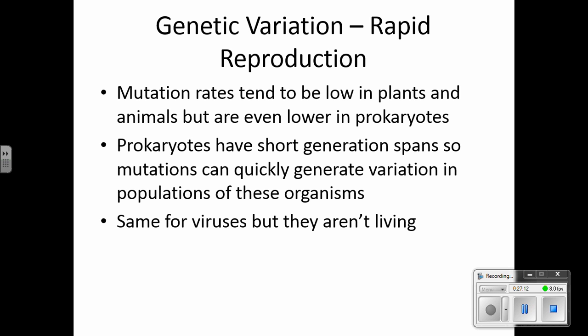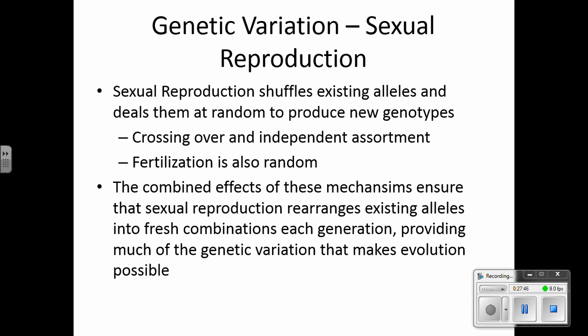Mutation rates tend to be low in plants and animals, but are even lower in prokaryotes. Prokaryotes have short generation spans, so mutations can quickly generate variation in populations of these organisms. That's why we can see bacterial resistance in our lifetime, because it takes about 30 minutes for bacteria to reproduce and make a new population. So you can get multiple generations in a day. You can't get that with humans, so you're not going to see in animals or plants that kind of rate of evolution. Same for viruses, but technically they're not living, but they can actually evolve.